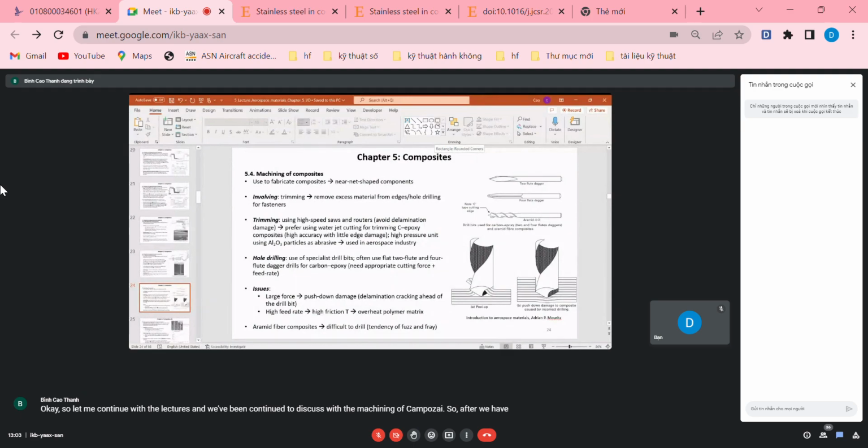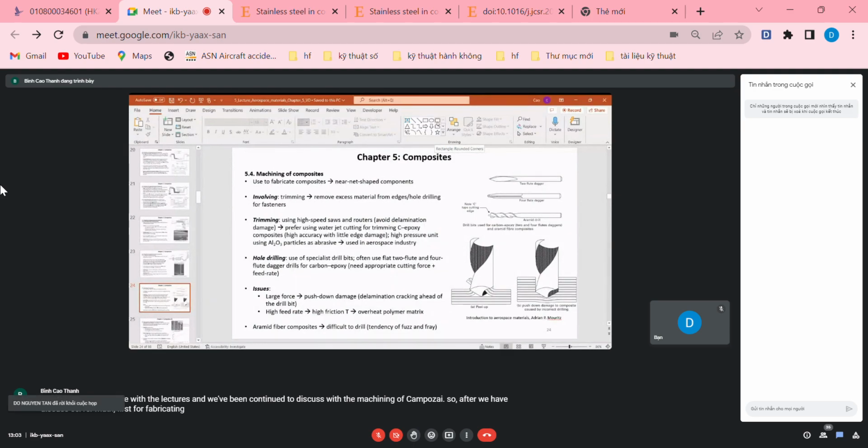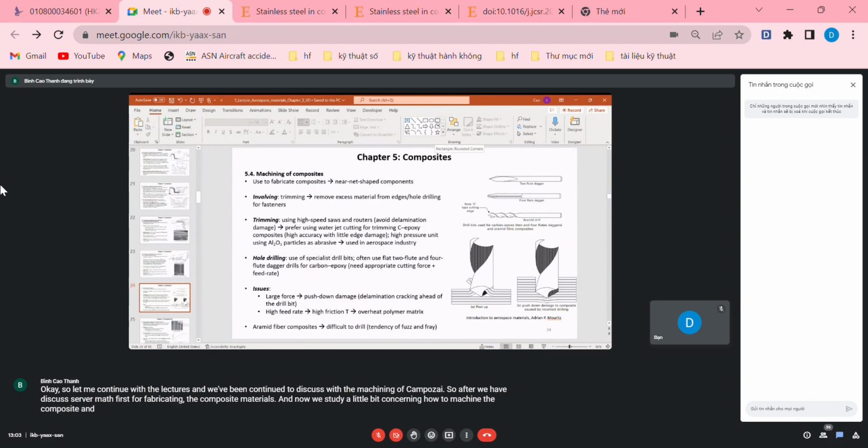We discussed several methods for fabricating the composite materials, and now we study a little bit concerning how to machine the composite and what we should remember during this machining process. Yes, and machining is used to fabricate the near net shape component, of course.